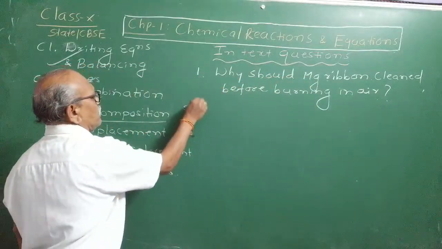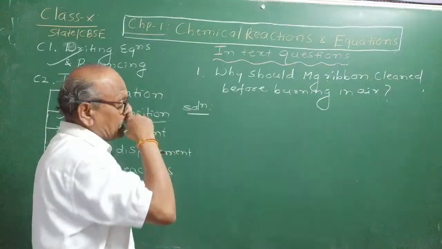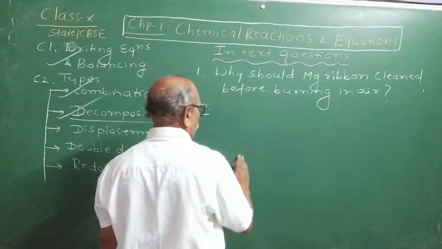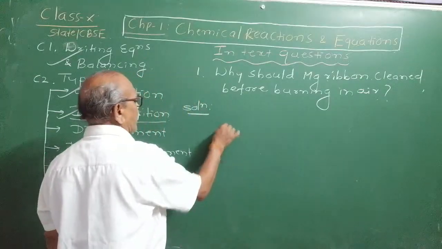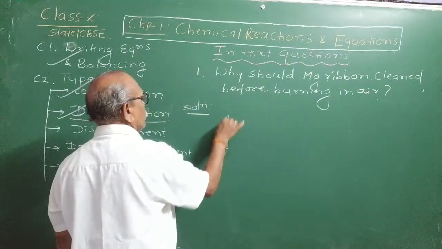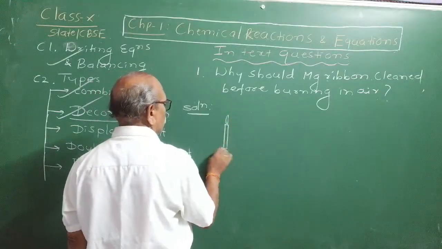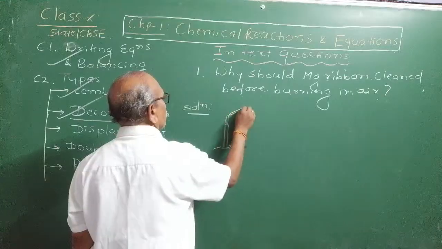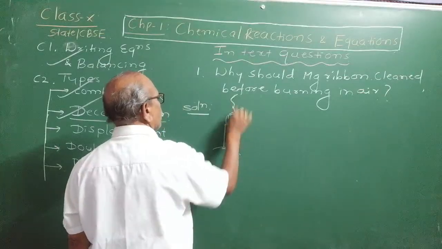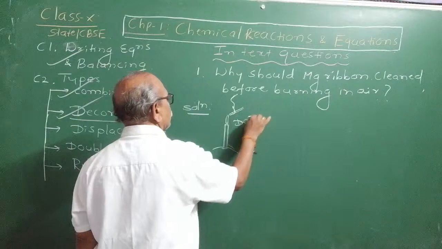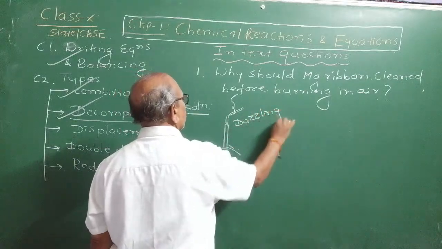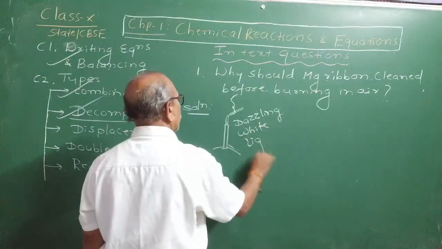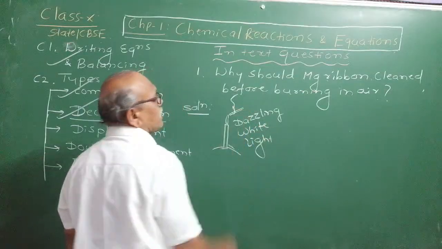You know that magnesium burns in air with a dazzling white light whenever you heat magnesium ribbon on the Bunsen burner, right? It burns brilliantly with a dazzling white light, which you studied. But what is asked is, why this ribbon should be cleaned.